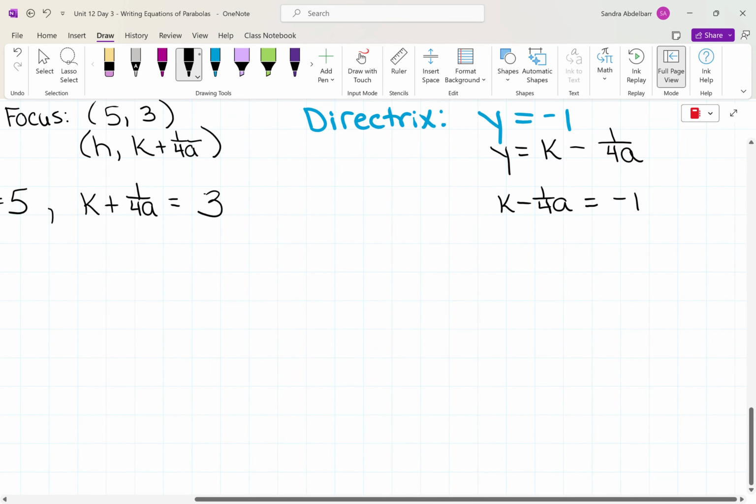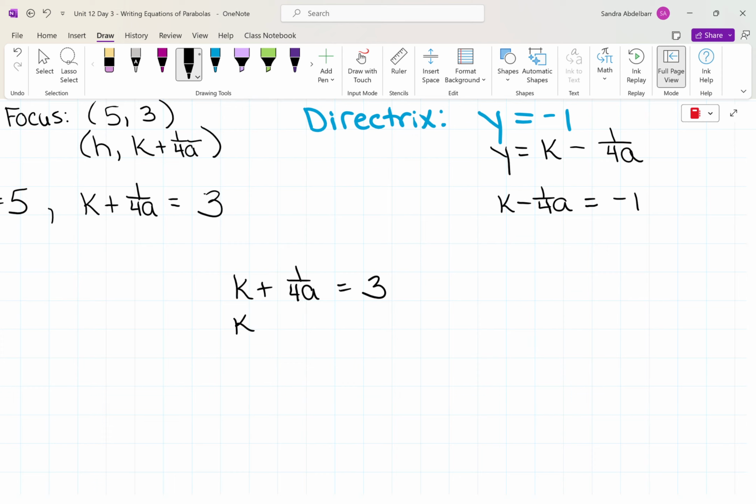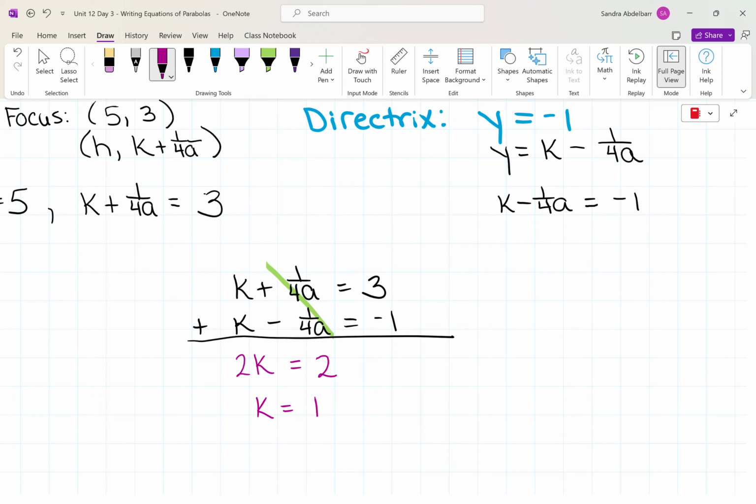Because I have two different unknown variables and two different equations that use those unknown variables, I can set up my system. So I have k plus 1 over 4a equals 3, and k minus 1 over 4a equals -1. This is great because the a's cancel just by adding. No need to manipulate anything. So I have k plus k, which gives us 2k, equals 3 plus -1, which is 2. Divide by 2, k is 1.